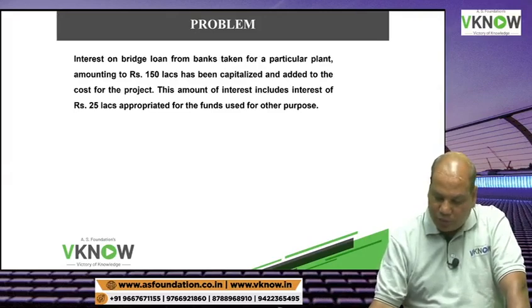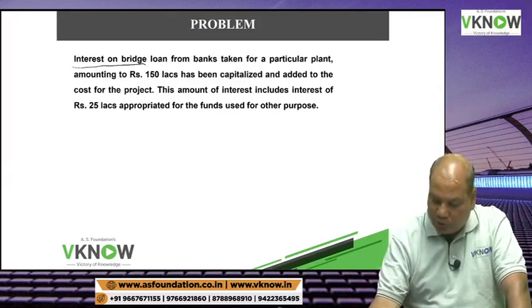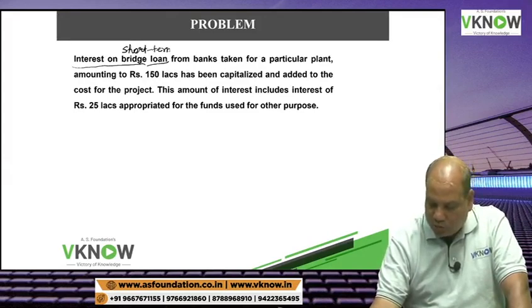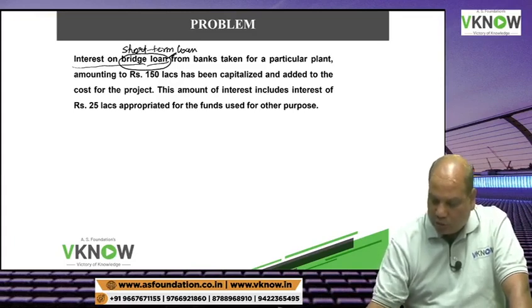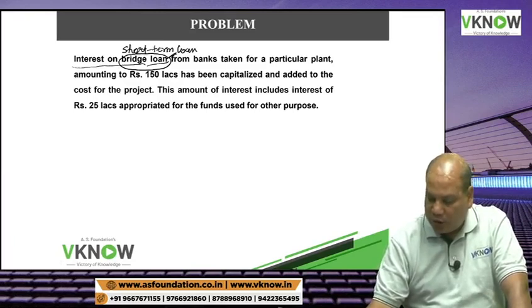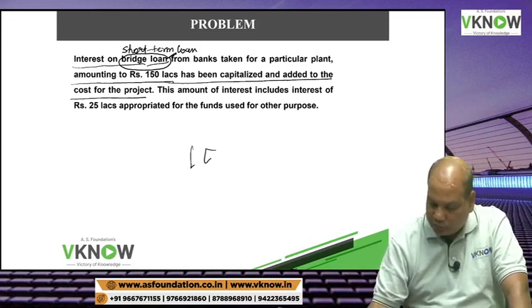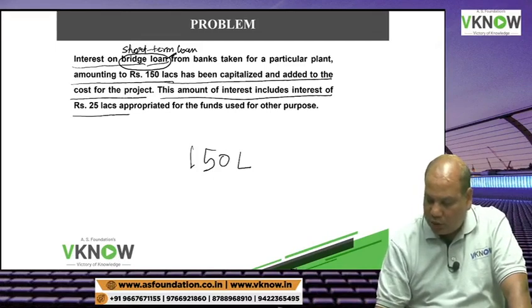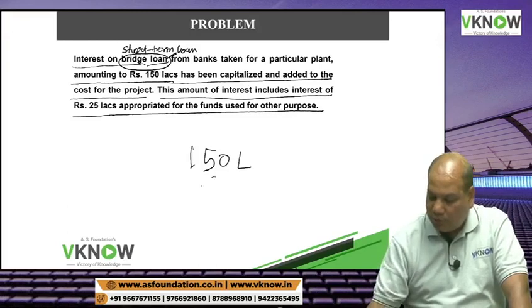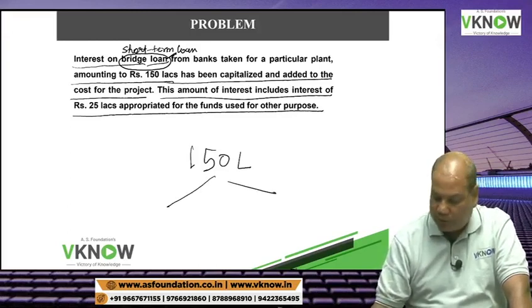Next is interest on bridge loan. Bridge loan means short term loan. Bridge loan is a technical word used in banking to denote a very short term loan from banks taken for a particular plant. Amounting to 150 lakh has been capitalized and added to the cost of the project. So total interest is 150 lakh. This interest includes 25 lakh appropriated for the funds used for other purpose.